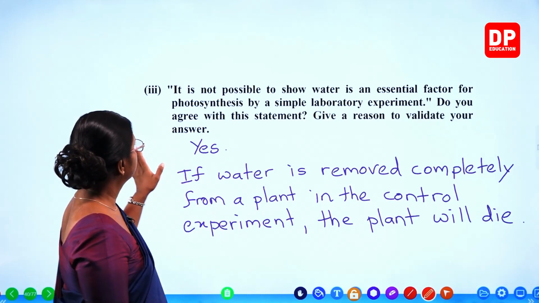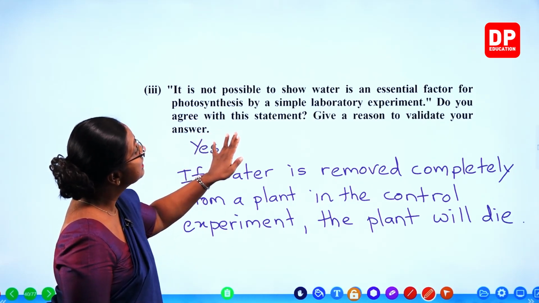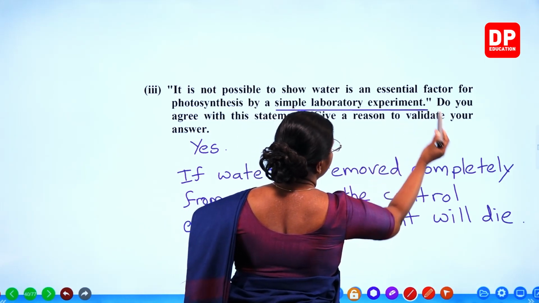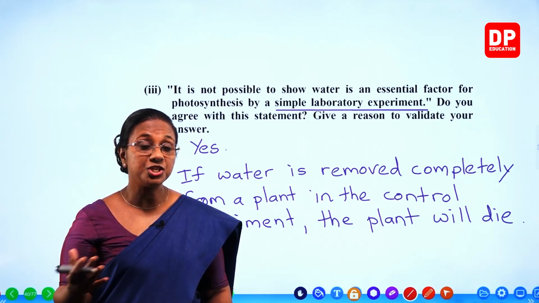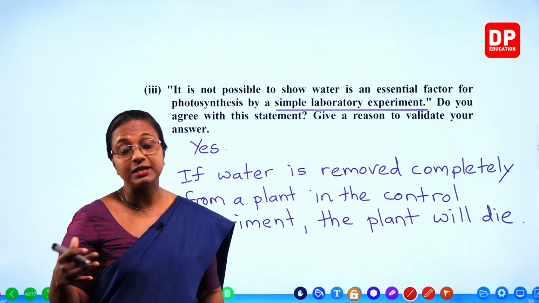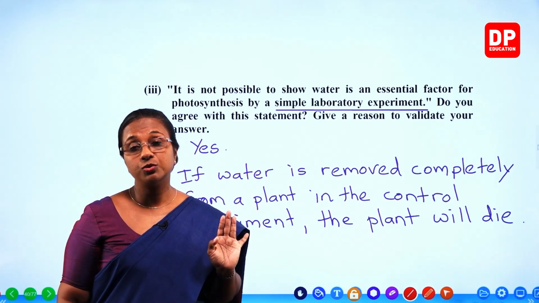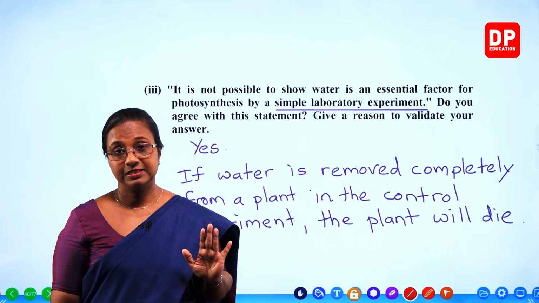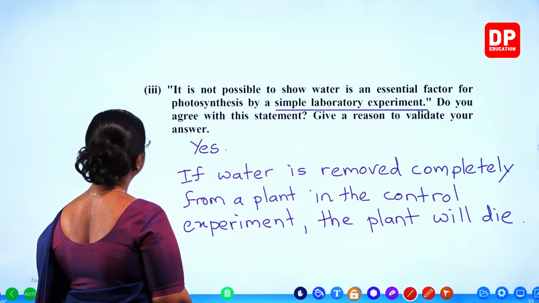Is that clear? So it is not possible to show water is an essential factor for photosynthesis by a simple laboratory experiment. You have to note that. Simple laboratory experiment like we do for other factors. But the one where I mentioned the radioactive isotopes, that is a complicated, more tedious process. So that we can't do in our normal school laboratory. So here we agree with this statement and this is the reason. Is that clear, students? So with that, I'll move on to the next part.